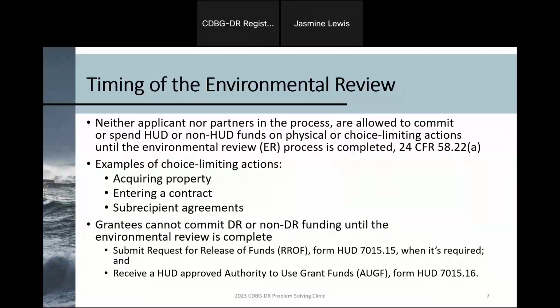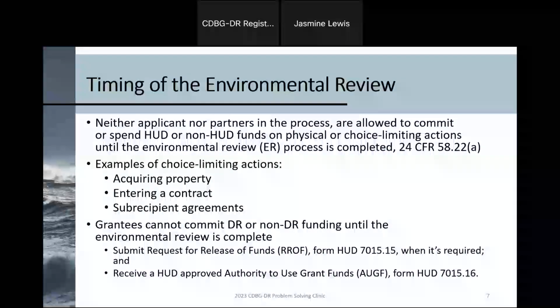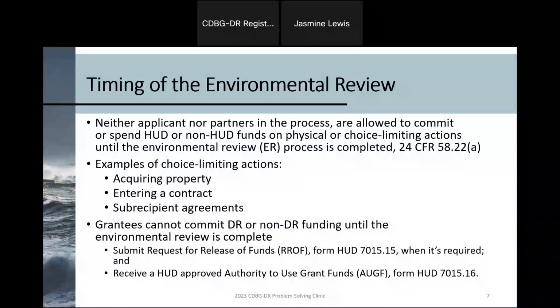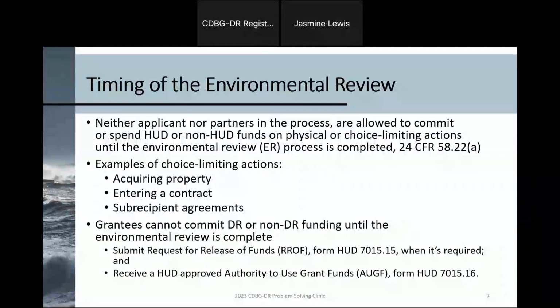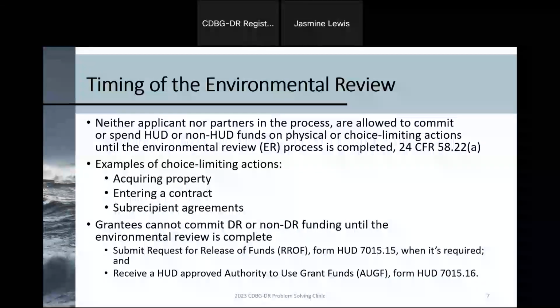So Part 58.22, also known as choice limiting actions, includes acquisition of property, even if the property is being acquired by non-HUD funds, signing agreements that commit you prematurely to an action before you know all the facts, and spending money to undertake project-related activities.